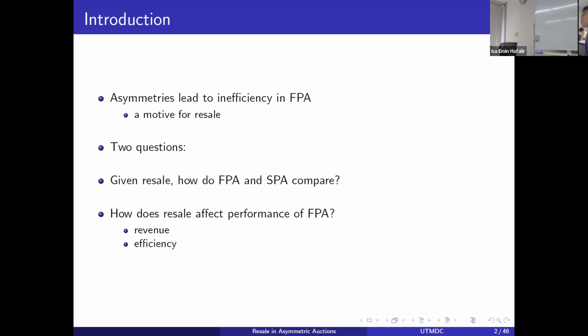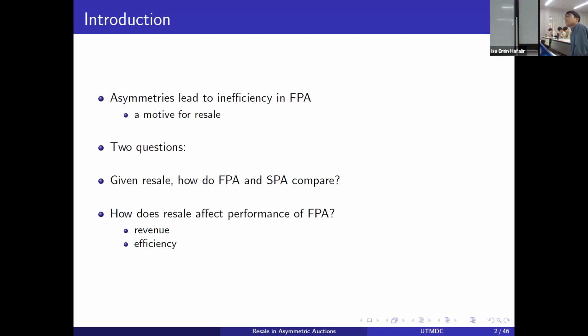So for instance, one example was, I forgot the names, but let's call them company A and company B. Company A got the license and, according to the rules, could not sell this spectrum. But then company B, rather than buying the spectrum, bought the company. So modeling resale is very important.